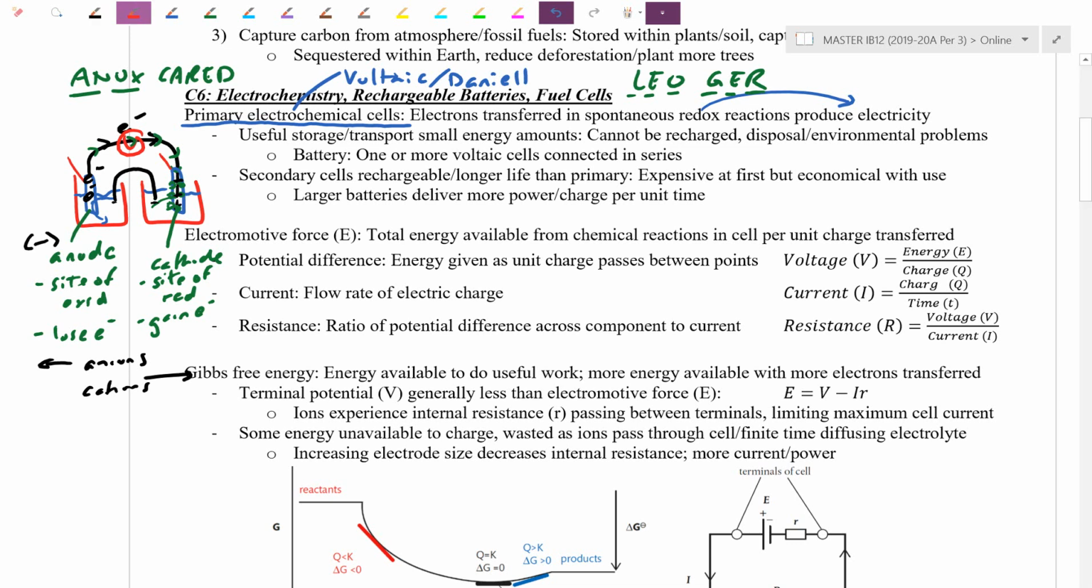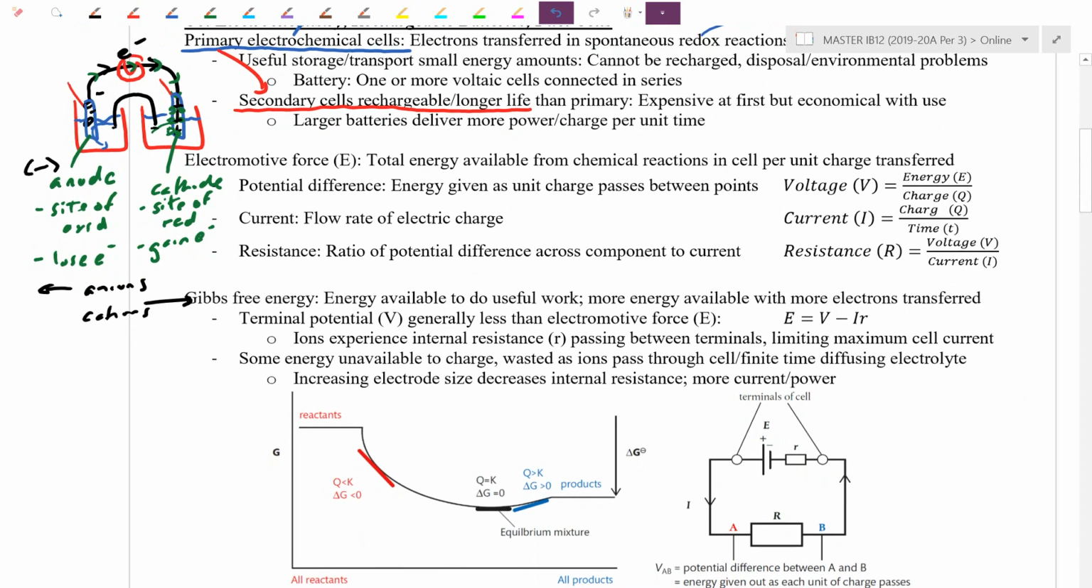Now, as we start to consider being environmentally friendly and economical, there's more push for designing what are called secondary cells. Secondary cells typically can last longer because they're rechargeable. You might know a rechargeable battery may not be able to fully get the same charge every time, but being able to use the same battery over and over again definitely extends the lifespan. So expensive at first, but a little bit more economical to use.